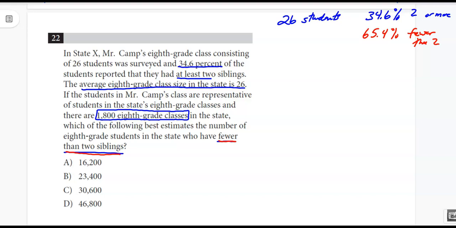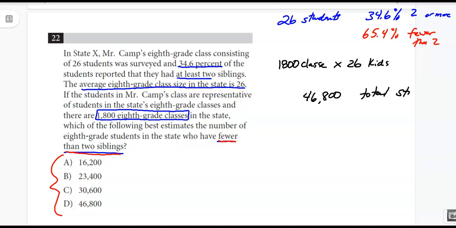So we're trying to find the total number. Look at my answers. I always cheat down. Look at those. Those are big numbers. So I need to use this 1,800. There's 1,800 classes. Okay. 1,800 classes times 26 kids per class, because that was the average. So when I crank that number out on the calculator, I get 1,800 times 26. So there's 46,800 total students in the 8th grade, in State X. So that's the total. And if I want to know how many fewer, well, 65.4% of that.